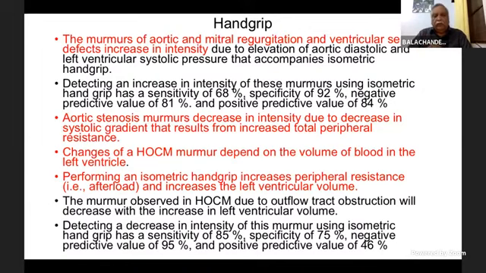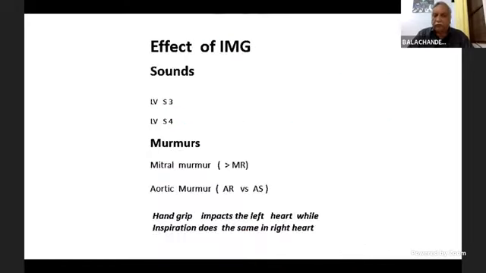And of course, HOCM will depend upon the volume of blood in the left ventricle. Performing an isometric hand grip increases the peripheral resistance and increases the left ventricular volume. So the murmur observed in HOCM due to the outflow tract will decrease when there is an increase in the LV volume. Similarly, this decrease in intensity with hand grip has a sensitivity of 85%, specificity of 75%, negative predictive value of 95%, and a positive predictive value of 46%. So this is the summary of the isometric hand grip.